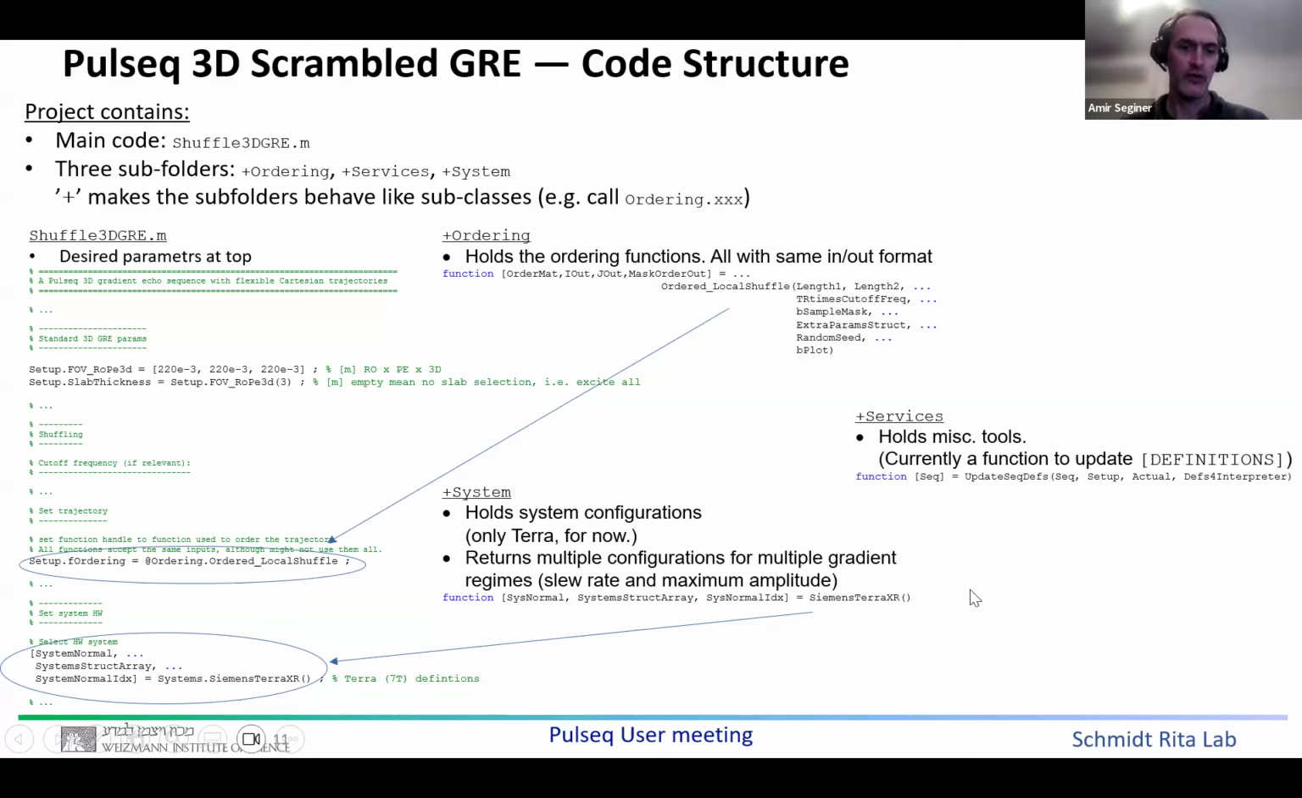Finally, there is the service folder, which holds miscellaneous functions. Currently it just includes a function to update the definition section of the .seq, writing some definitions explicitly and some as comments. In some cases, we noticed it confuses the interpreter if we write the definition explicitly.